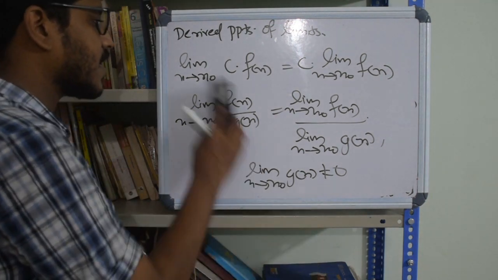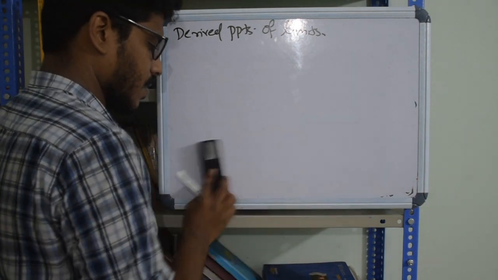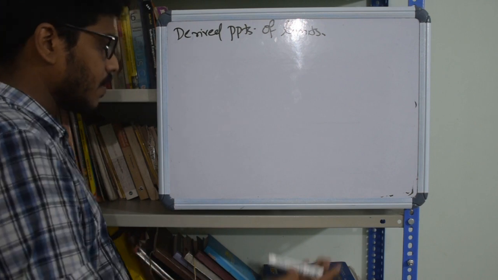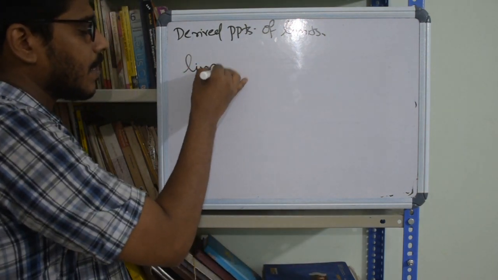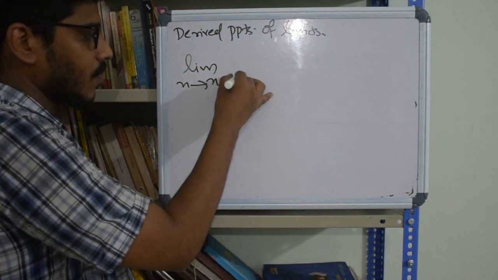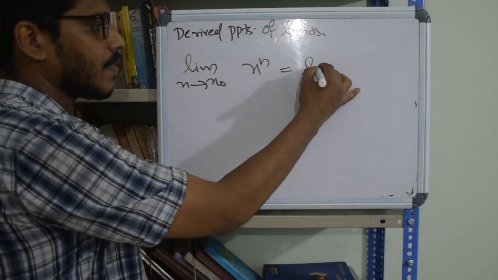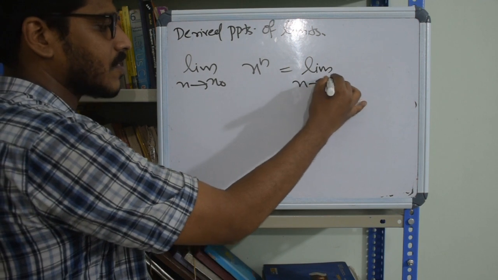Perfect. The next one is the power rule. Limit x tends to x naught, x raised to n is limit x tends to x naught.